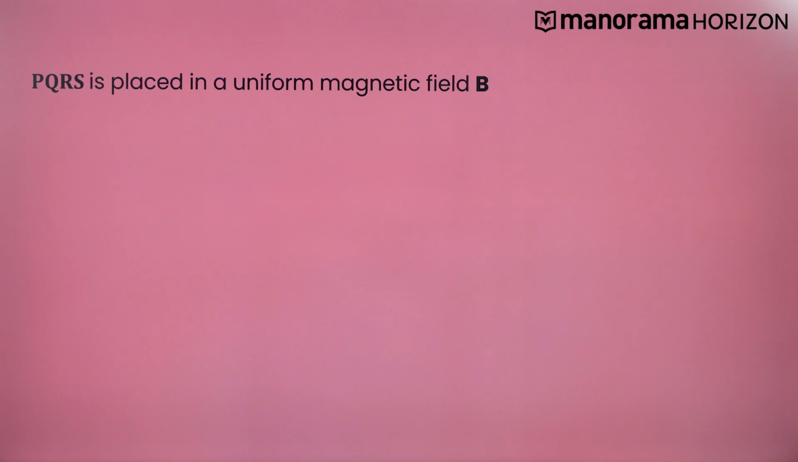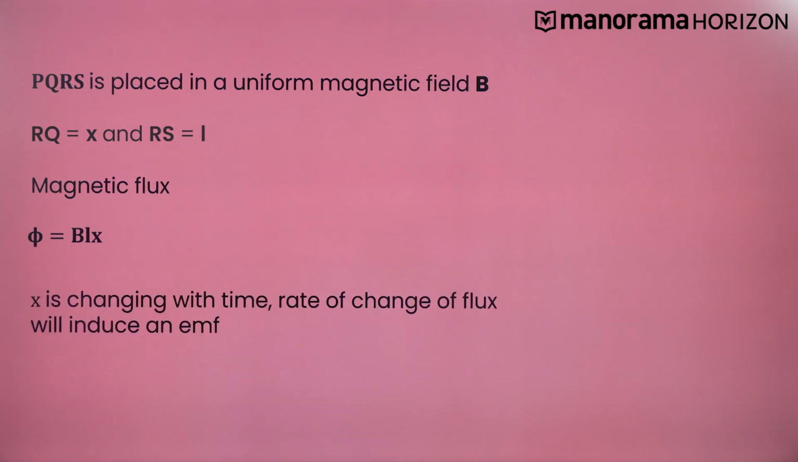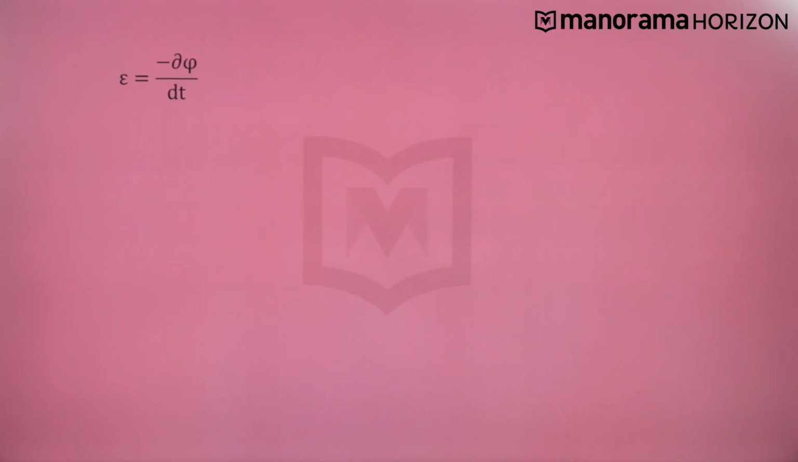Since PQRS is placed in a uniform magnetic field B, and RQ is equal to X and RS is equal to L, we can say that the total magnetic flux, that is phi, is equal to B times L times X, where X is changing with time, and so the rate of flux is also changing with time, and that is inducing an EMF. As we have already learned, the EMF is equal to the negative rate of change of flux in the given system.